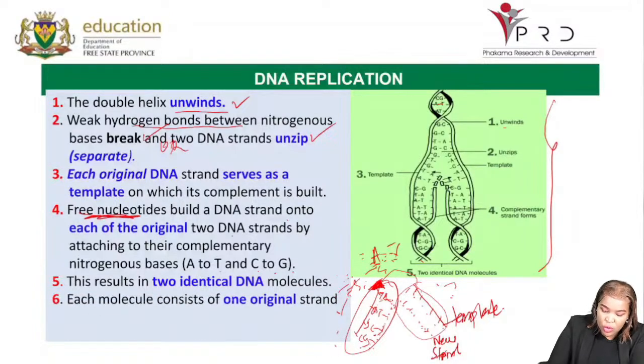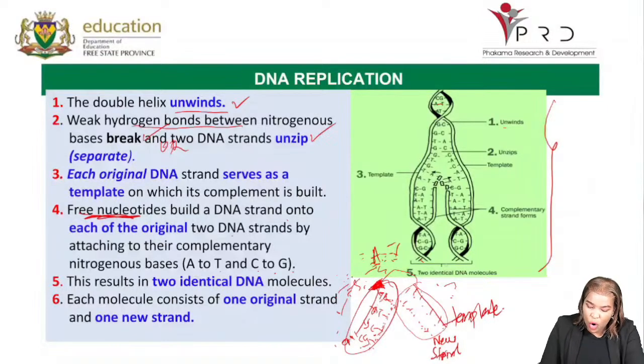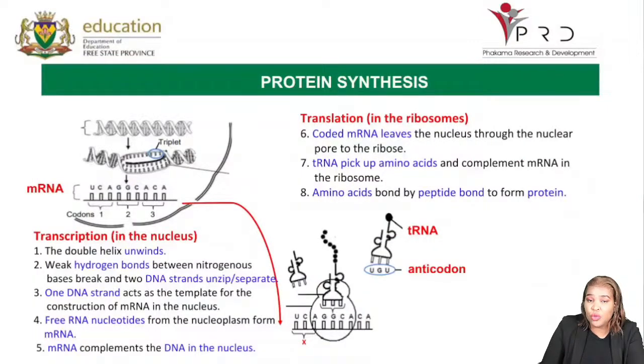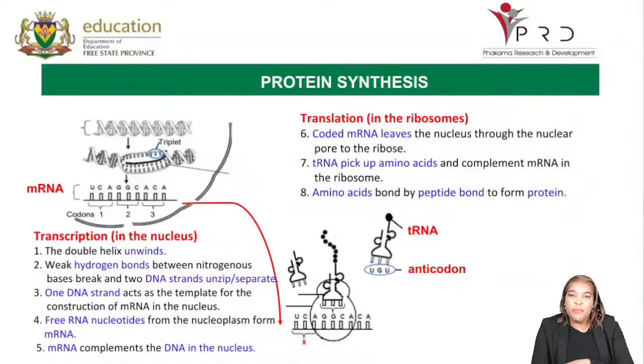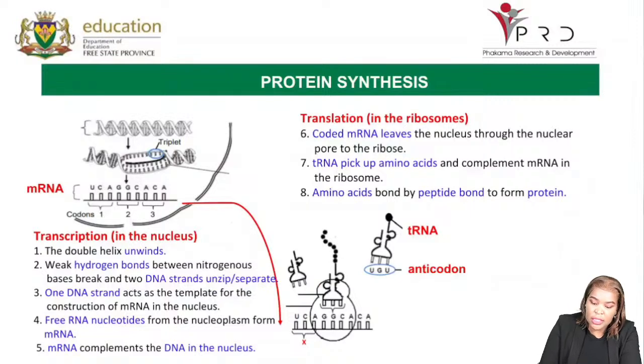So each molecule consists of one original strand and a new strand. One original and a new strand, the one that we drew with the dotted lines. I hope you understand this process. You are able to follow this process, and you will be able to explain this process when you are asked to do so. Then another process that you need to know is protein synthesis. How do cells manufacture proteins, or how does DNA manufacture proteins?